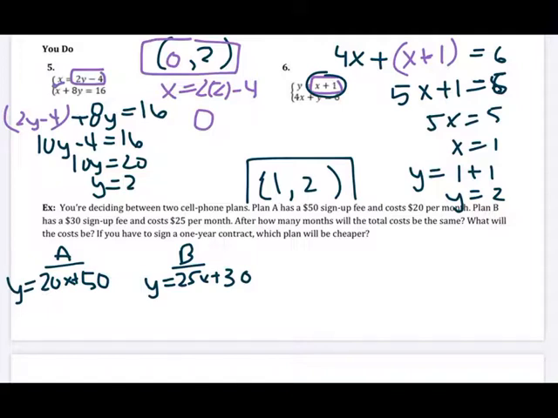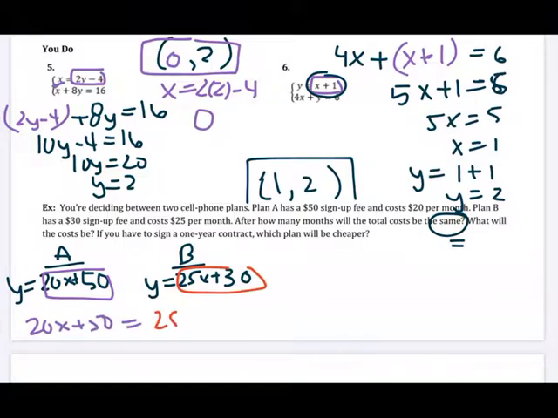So will they be the same means where are they equal? So this is y equals this. So let's set that equal to the other equation, 25x plus 30. If I subtract 20x on both sides, I get 5x. If I subtract 30 on both sides, I get 20. So x is going to equal 4 based on this.